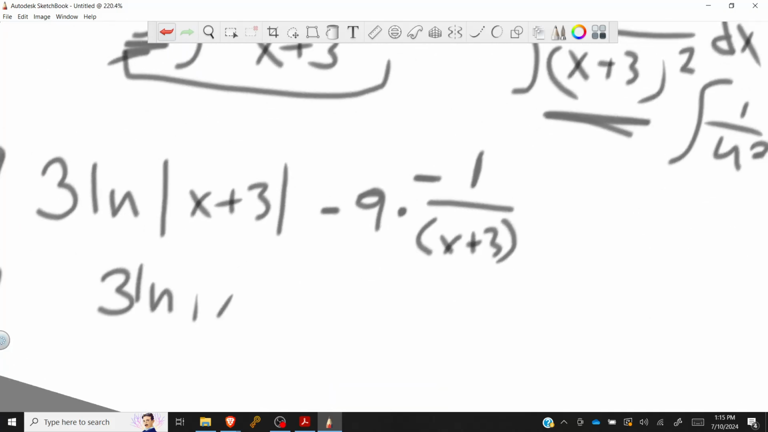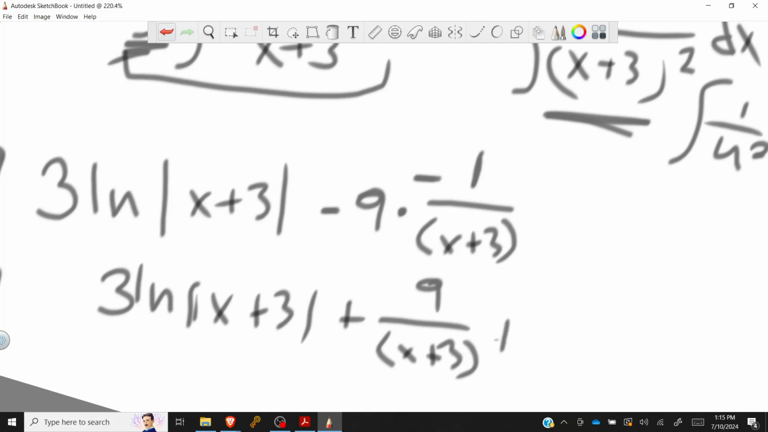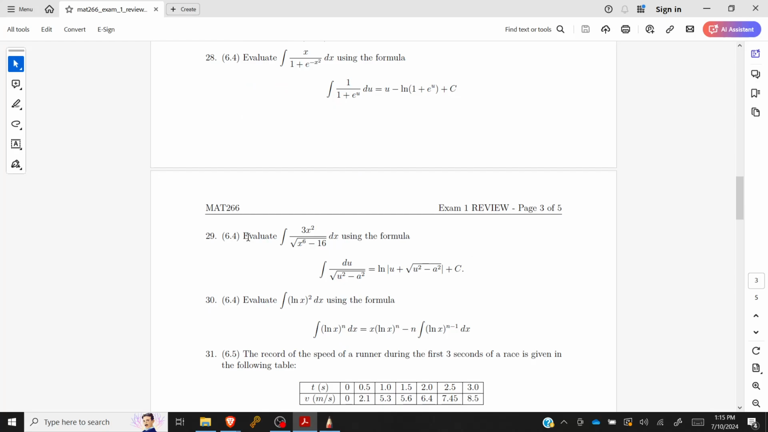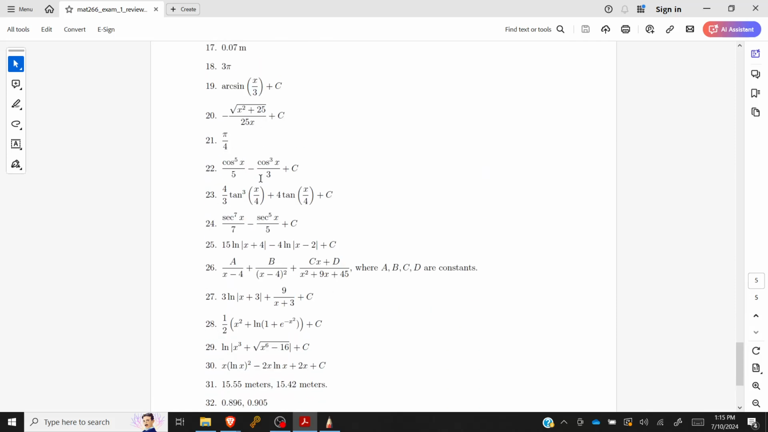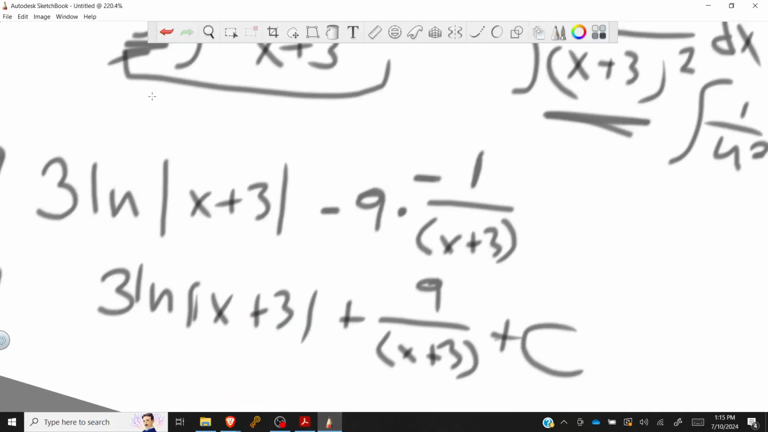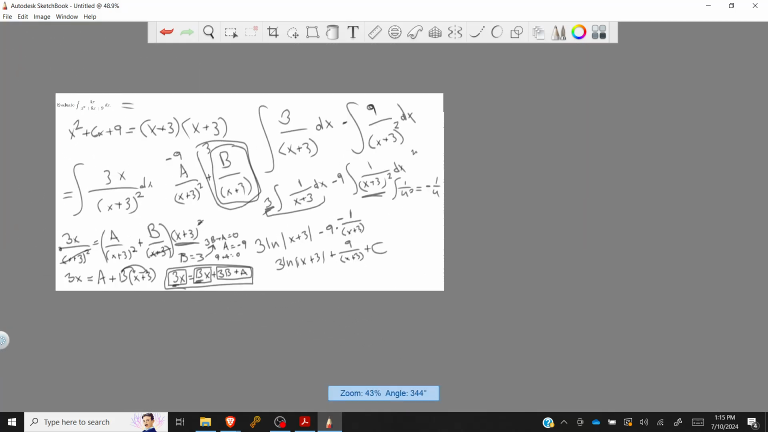So if we simplify, that's going to be x plus 3, 3 times the natural log of x plus 3, plus 9 over x plus 3, plus c. We're going to consult the answer book and see if we got it right. That was number 27. So there we go.